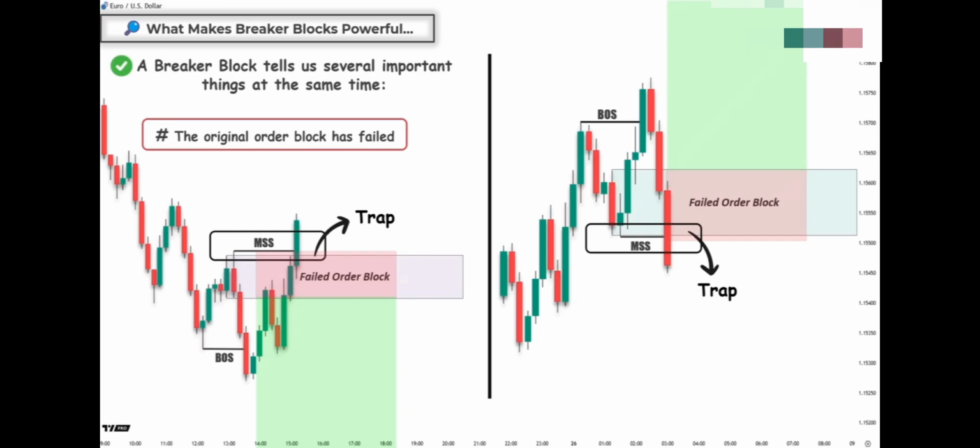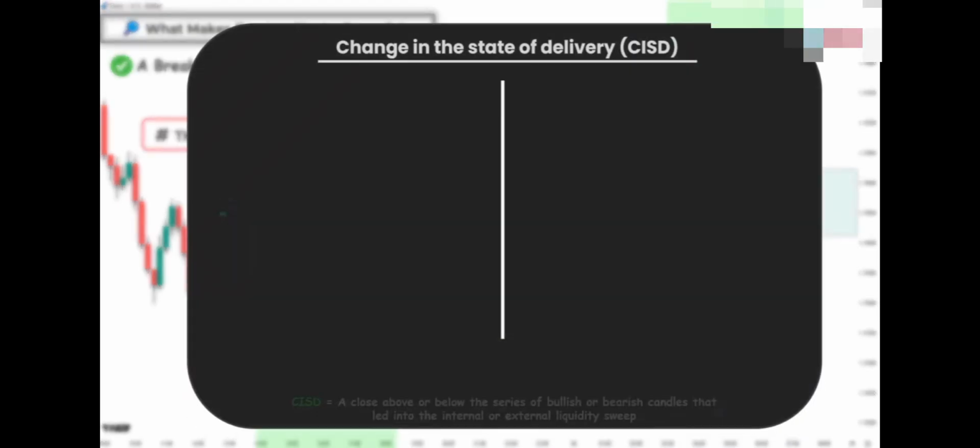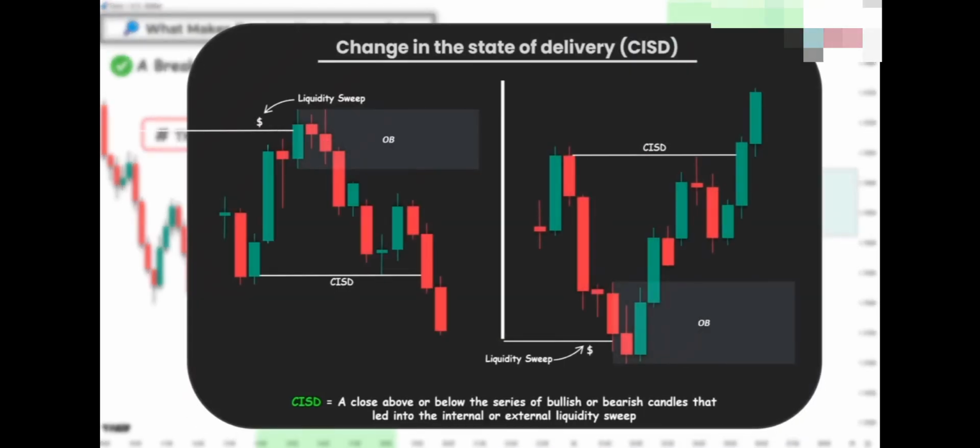Breaker blocks form alongside a change of character or a market structure shift, which confirms that a reversal is likely taking place. On top of that, a change in the state of delivery, CISD, meaning a close above or below the series of bullish or bearish candles that led into the internal or external liquidity sweep, is another reversal pattern that often appears before price creates a breaker block. That adds even more confluence and makes the setup even stronger. This is why breaker blocks can provide safer and cleaner entries compared to many other entry models.